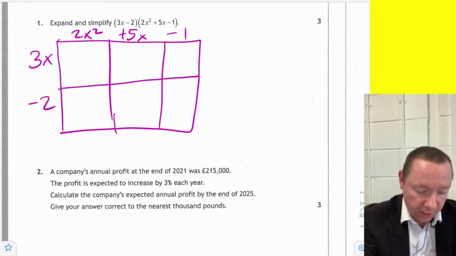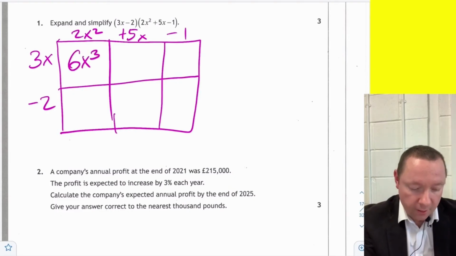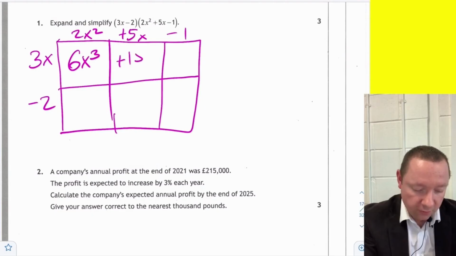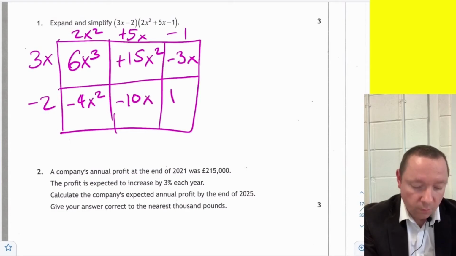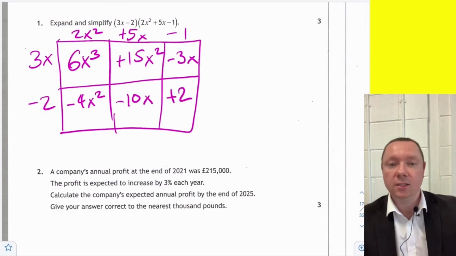So 3 2s are 6, so I've got 6x cubed. 3 5s is 15, so I've got 15x squared. 3 1s is 3, so minus 3x. 2 2s is 4, so minus 4x squared. 2 5s is 10, so minus 10x. 2 1s is 2, so plus 2. Because minus times a minus is a plus.